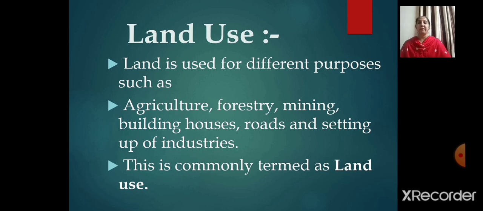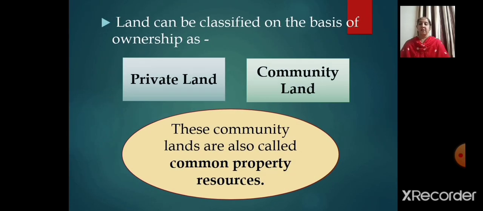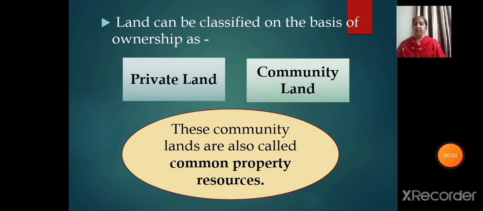Now let's go to the next topic, that is land use. Land is used for different purposes, right? We all know that. It is used for agriculture, forestry, mining, building houses, roads and setting up of industries. So this is commonly termed as land use. From the word itself, it means the land is used for many purposes. Now, the use of the land is determined by physical factors such as topography, soil, climate, minerals and availability of water. Human factors such as population and technology are also important determinants of land use pattern.